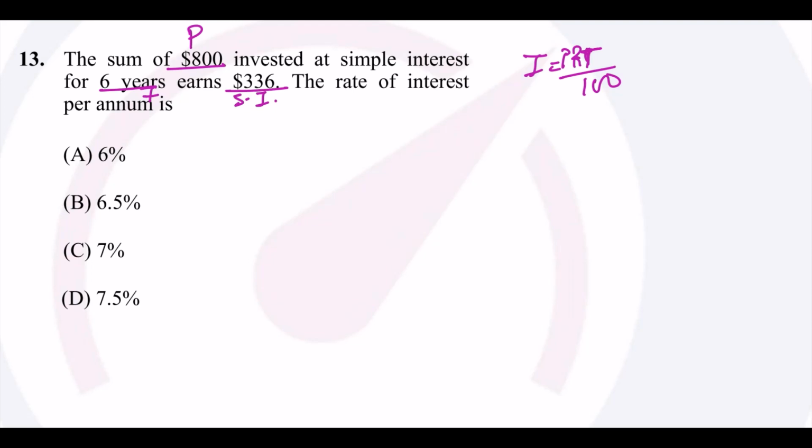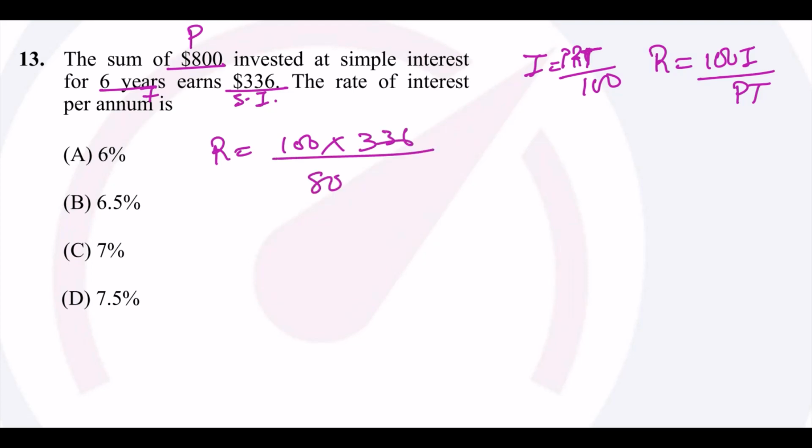Now you can go ahead and transpose the formula, but I normally don't transpose. I just plug in everything I know into the regular formula, and then I do my transposing all in one go. But for students who want to transpose, they're going to get R is equal to 100I over PT. Then we can plug in: R is equal to 100 times 336 over 800 times the time of 6.